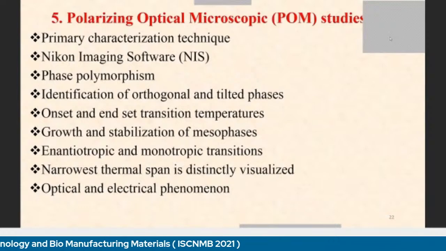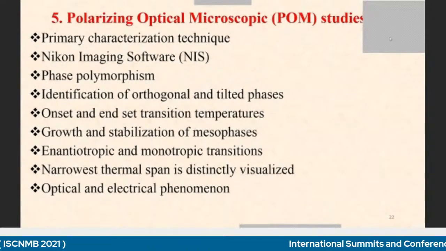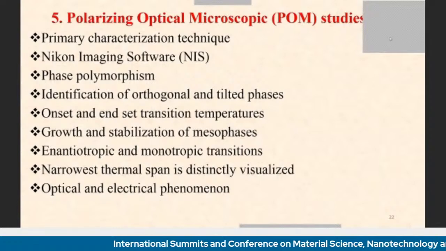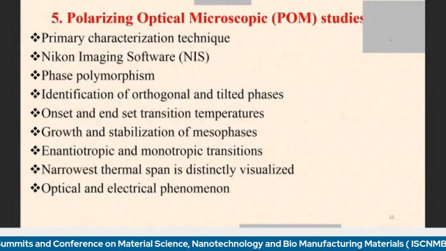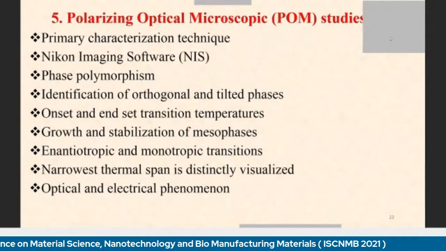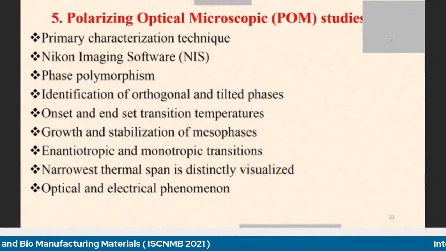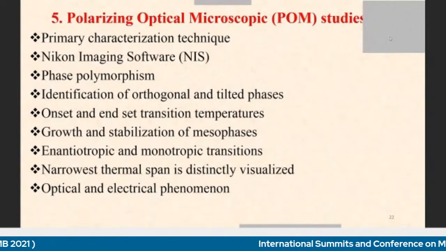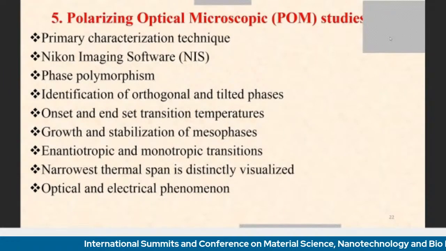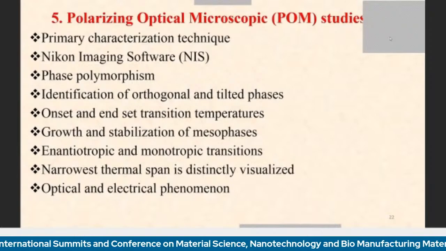Enantiotropic and monotropic transitions can also be clearly understood from these POM investigations. If the phases are visualized in both the cooling and heating runs, it is classified as enantiotropic; if it is visible in only one run, it is called monotropic. And even the narrowest thermal span is distinctly visualized. Many phases may exhibit a narrow thermal range, even 1 to 2 degrees, and that can be exactly captured using this POM and this software.